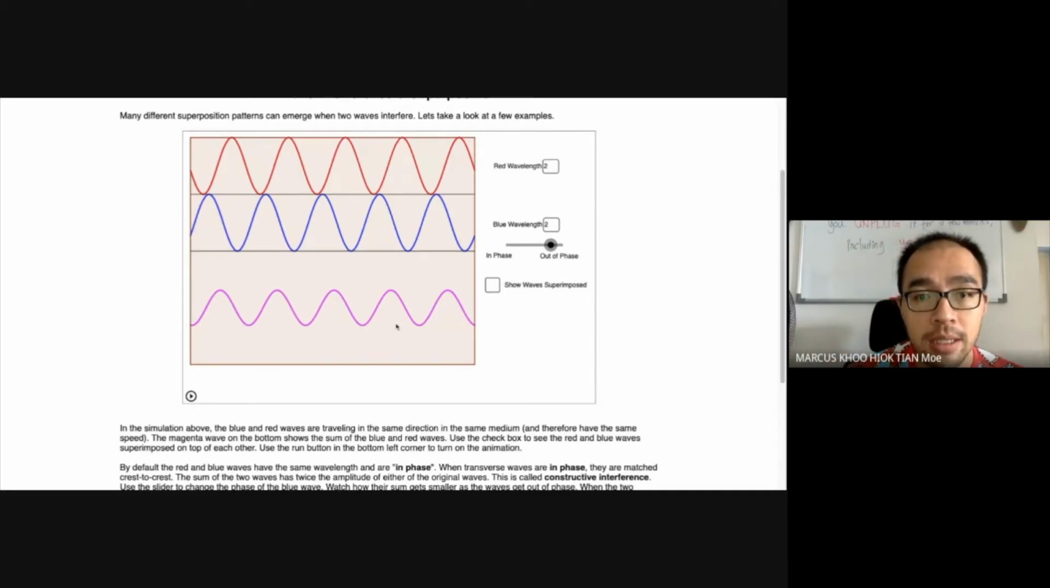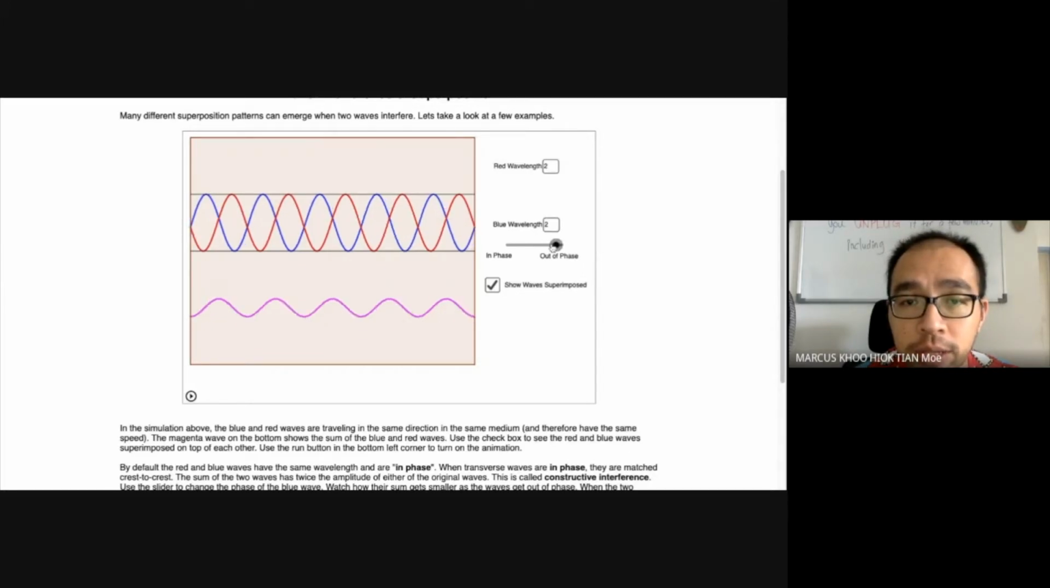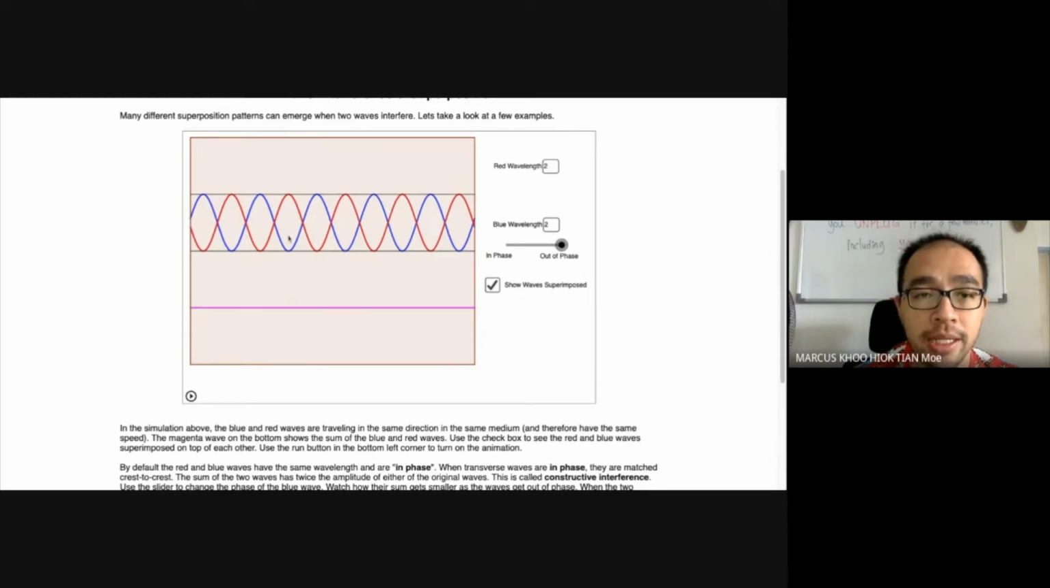Okay, actually this is a very small one. So when you see when they superimpose, look at this over here. When they meet, this is the maximum that they can have. And this is not very good, this one. Let me make it even more out of phase, like this. Sorry. You see this?